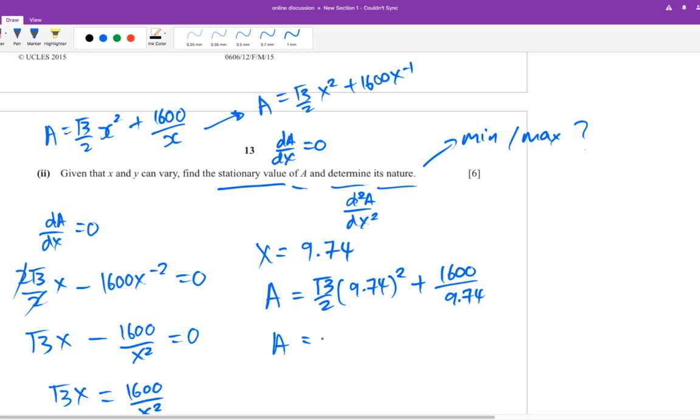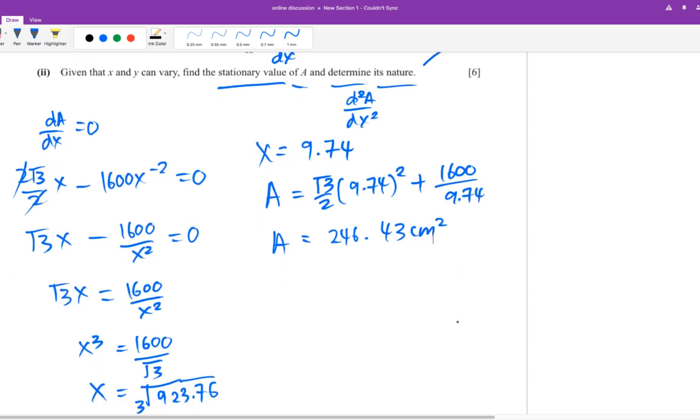So surd 3 over 2 multiply 9.74 square plus 1600 over 9.74. Alright, your maximum area should be 246.43. Okay, if cm, it will be cm square. And then you want to determine the nature.